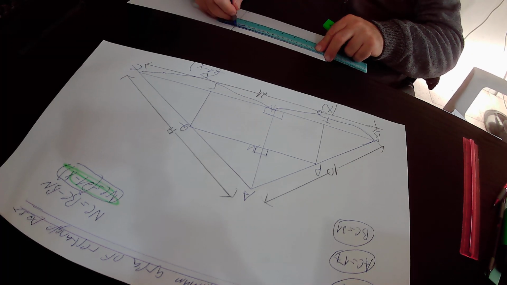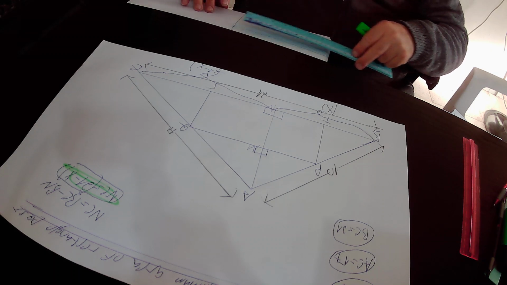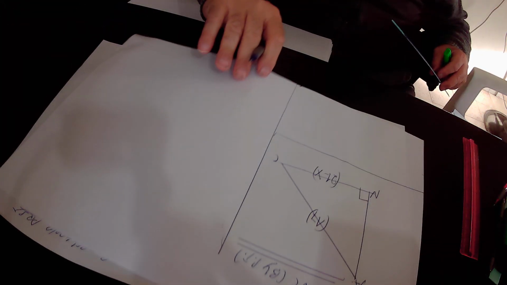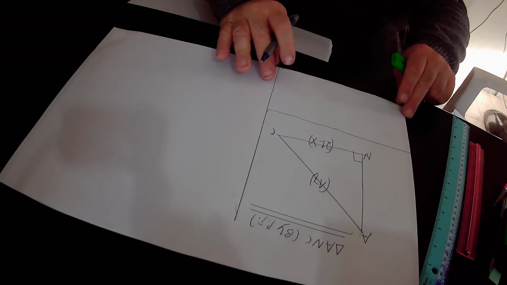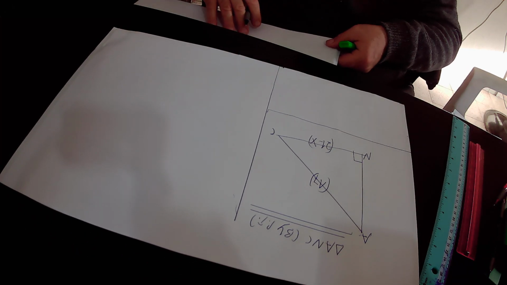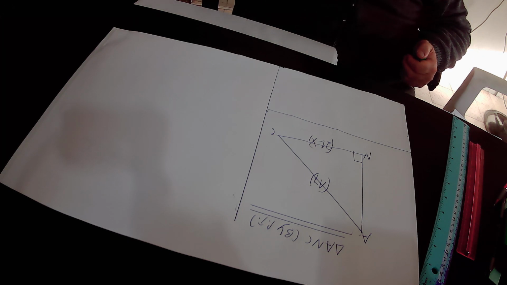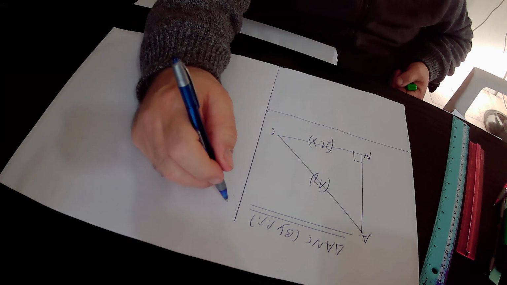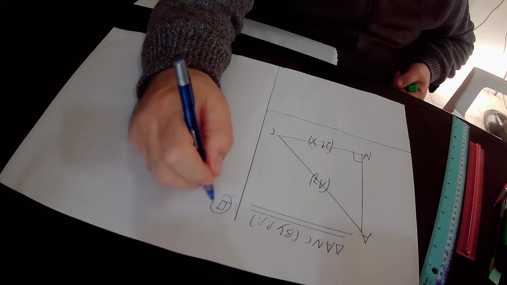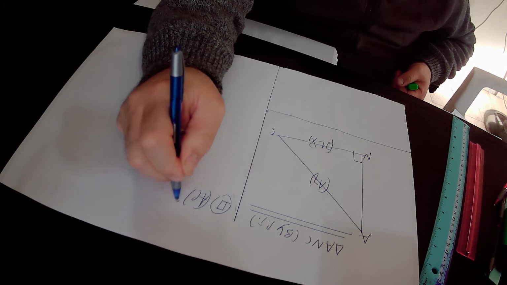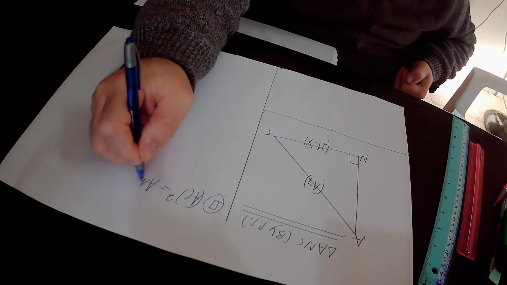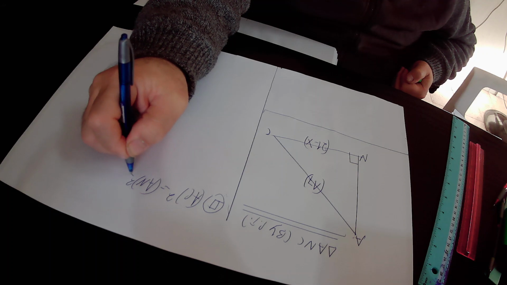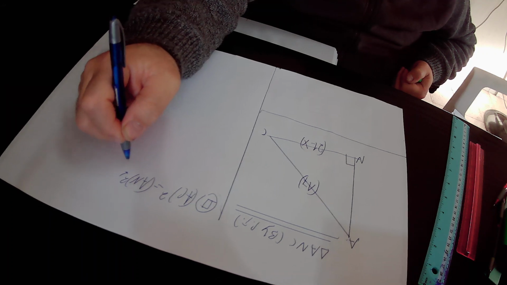So actually, this is the right triangle ACN that I copied from the original drawing. This right triangle ACN, according to the Pythagoras theorem, AC squared equals AN squared plus NC squared.